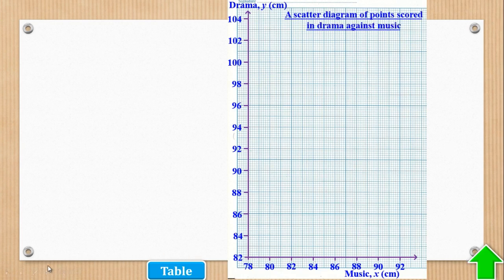And then we shall start plotting. So the first value for A, it was this. Then for B, it was this. For C, it is that. For D, it was that. For E, it is that. F, G, H. Then they also told us to locate the mean score, which is that. Then from there, they told us to draw the line of best fit.